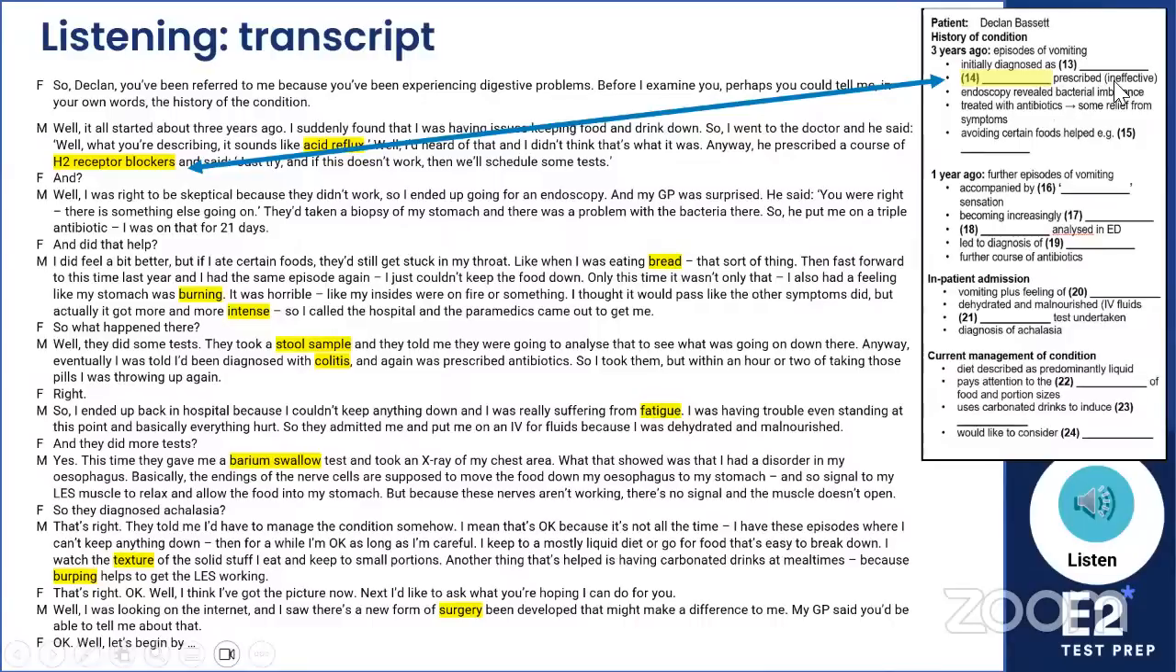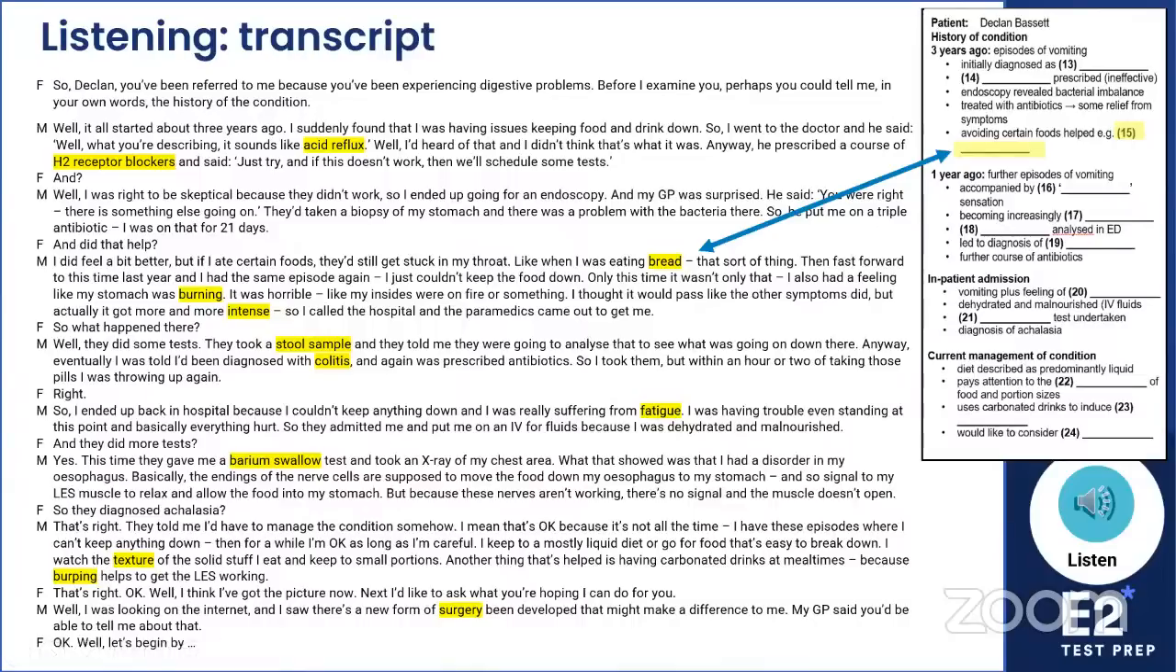So I ended up going for an endoscopy, and my GP was surprised. He said, you were right, there is something else going on. They'd taken a biopsy of my stomach, and there was a problem with the bacteria there. So he put me on a triple antibiotic, and I was on that for 21 days. And did that help? I did feel a bit better, but if I ate certain foods, they'd still get stuck in my throat, like when I was eating bread, that sort of thing. Then fast forward to this time last year, and I had the same episode again. I just couldn't keep the food down.